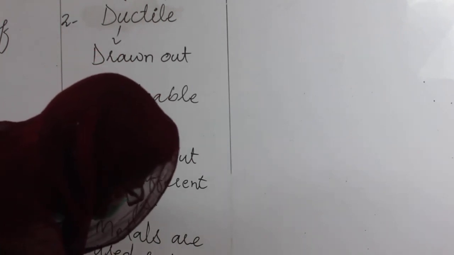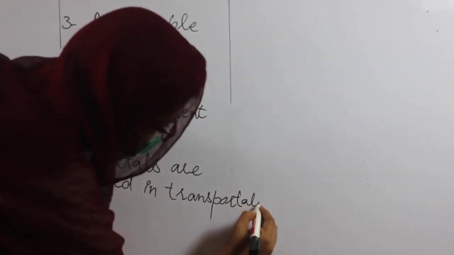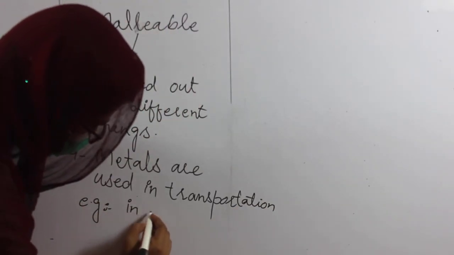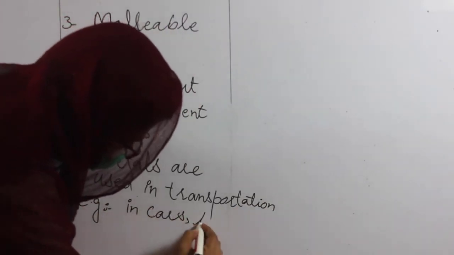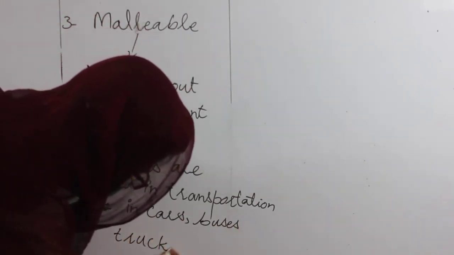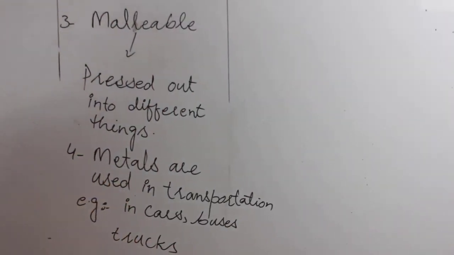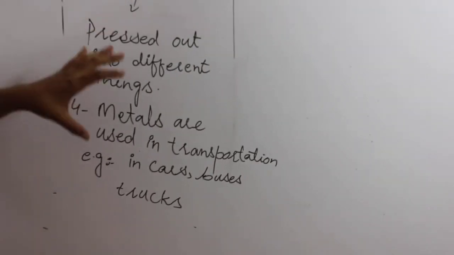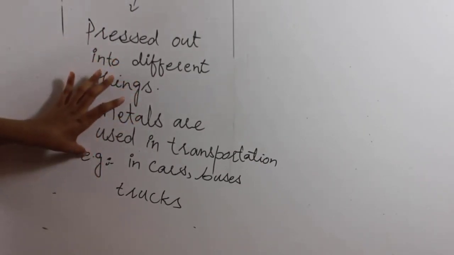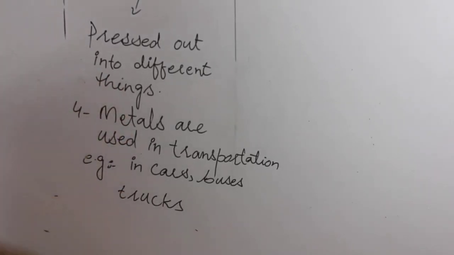And the next one: metals are used in transportation. For example, in cars, buses, and trucks. You can see that these are, I think, iron material, and these materials are shiny in appearance, and we can say that metals are used in transportation.